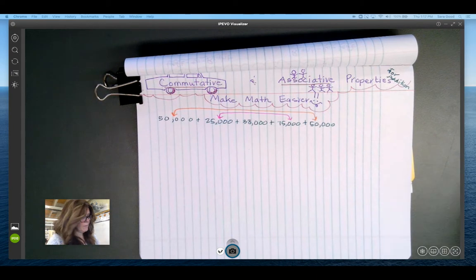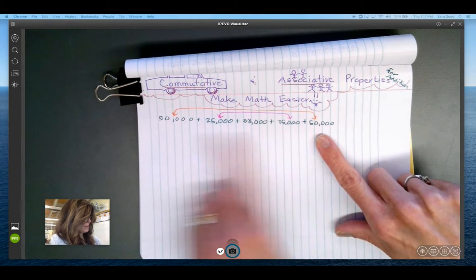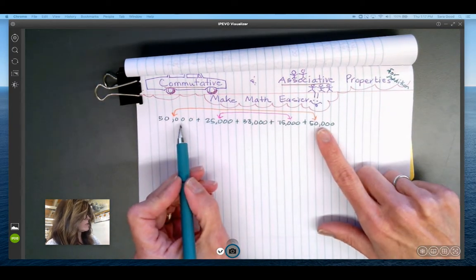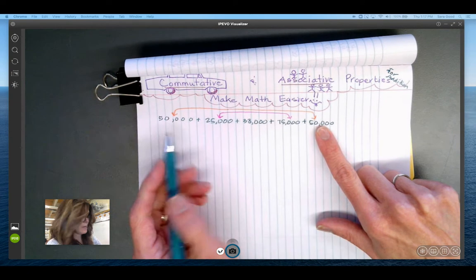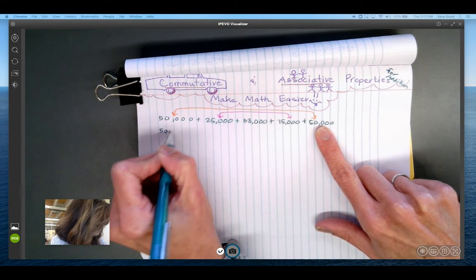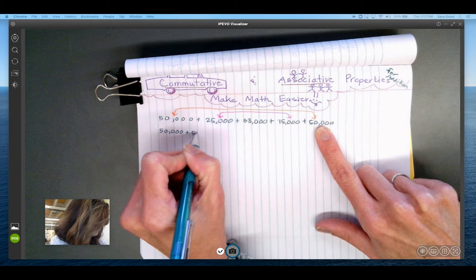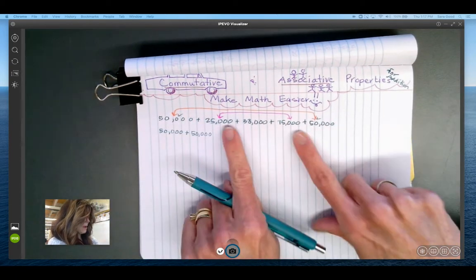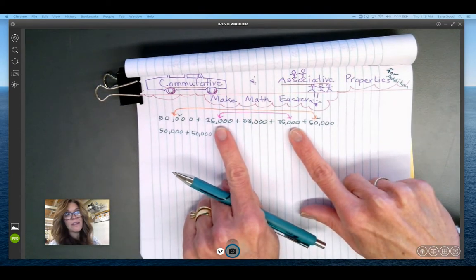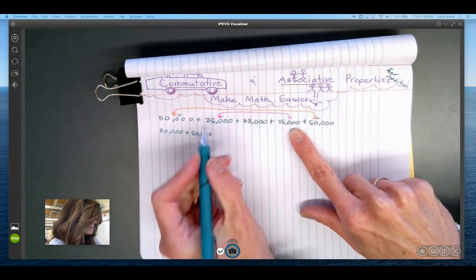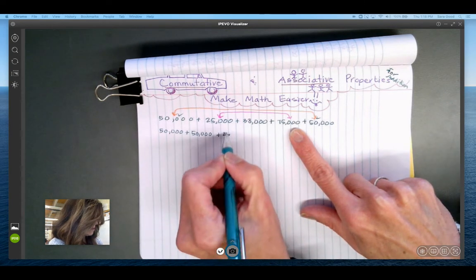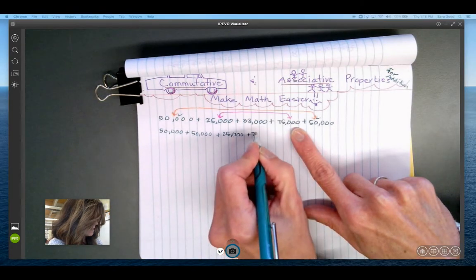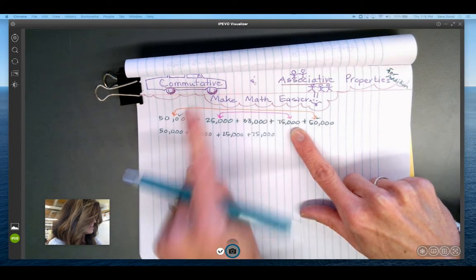Okay, I'm back. So I'm going to rewrite these so that they're really easy to add up. Now watch. I'm going to move the 50,000 and the 50,000 side by side. I'll rewrite it: 50,000 plus 50,000. Great. I moved those. Check. Now I want to move the 25,000 and the 75,000 together so that they are side by side. So I'm going to add the 25,000 and move the 75,000 right beside it, because the commutative property says I can do that.